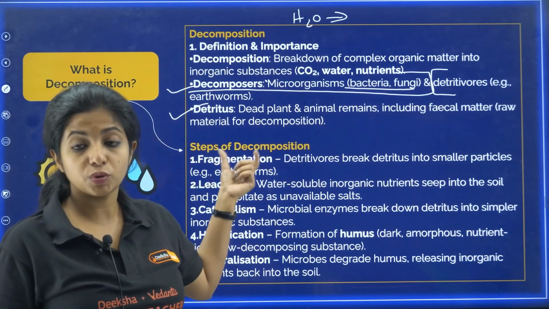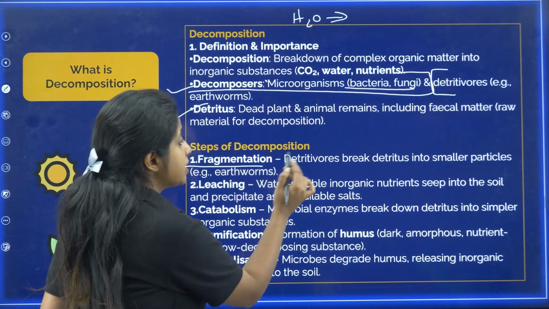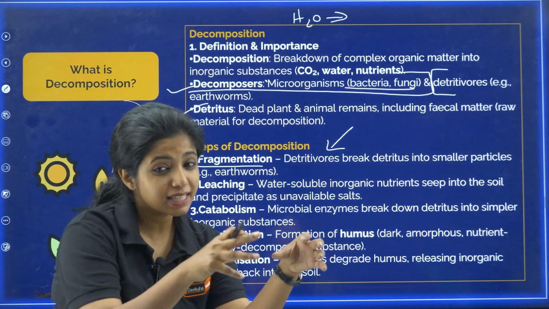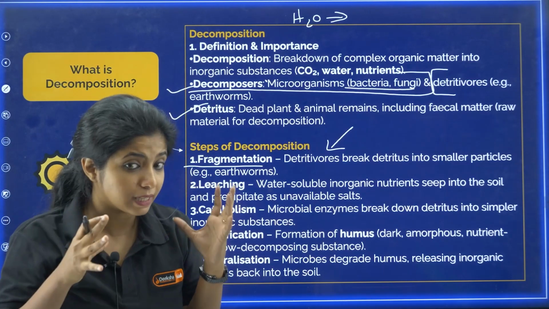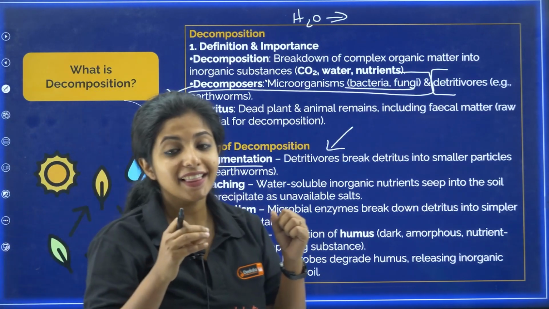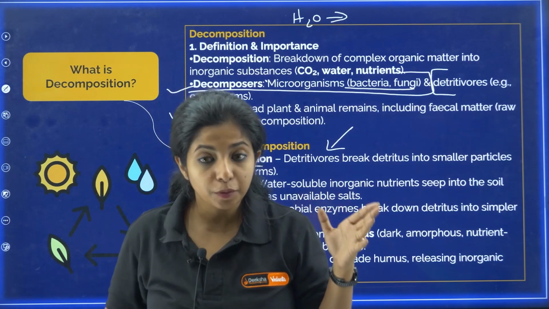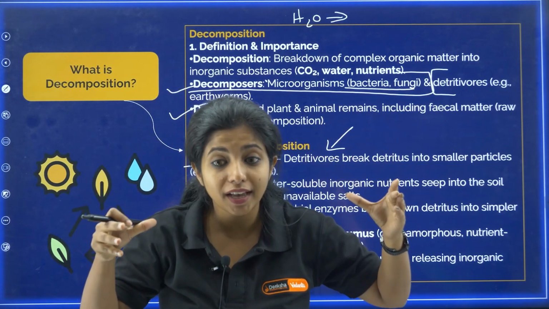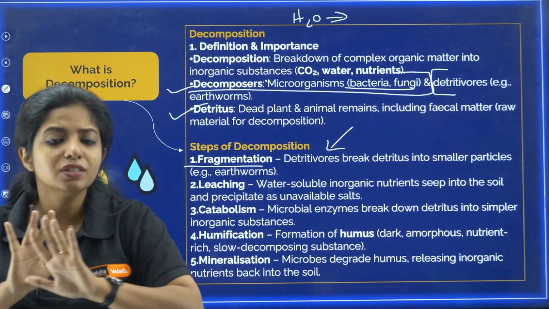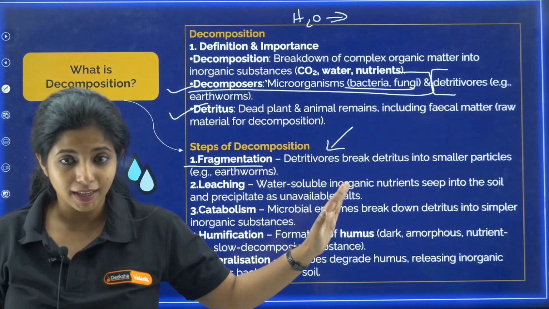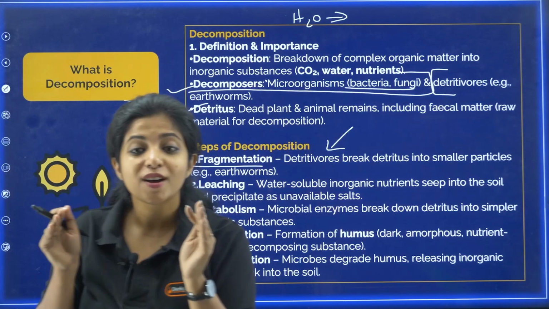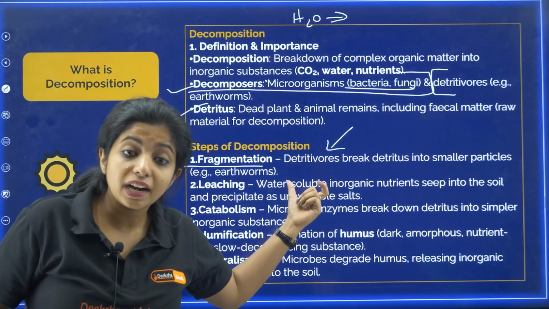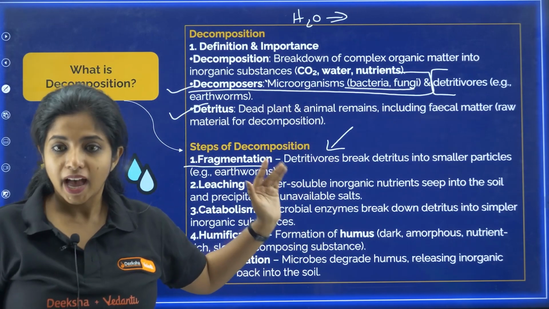Now, steps of decomposition. First one is fragmentation, and here comes the role of detritivores. So for example, there is an earthworm. An earthworm eats the dead and decaying thing, a complex thing, and then the earthworm will poop it outside. When it poops it outside, don't you think the bigger particles are getting broken down to smaller things? There is no reference to organic to inorganic, nothing. It's just breakdown of bigger particles to smaller particles. This is known as fragmentation. This is done by detritivores such as earthworms. I hope you got it.